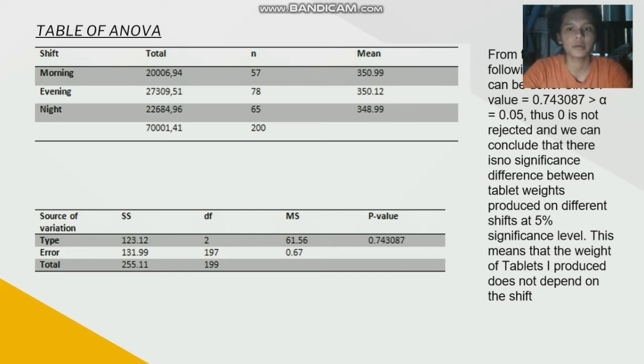From the table, the following conclusion, which is the p-value is 0.743087, is bigger than alpha equal to 0.05. The H0 is not rejected and we can conclude that there is no significant difference between tablet weights produced on different shifts at 5% significance level. This means that the weight of tablet produced doesn't depend on the shift.